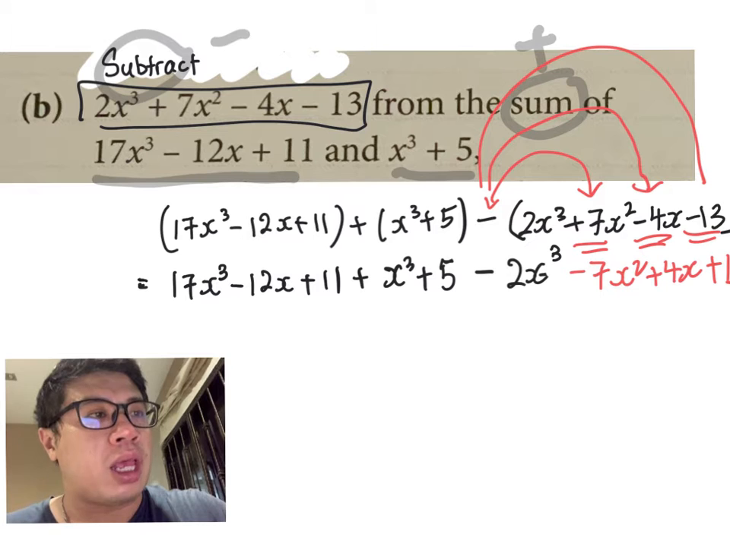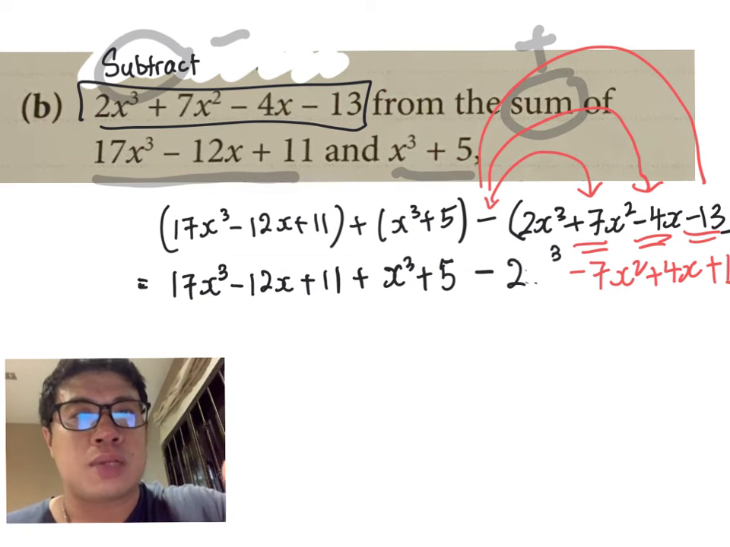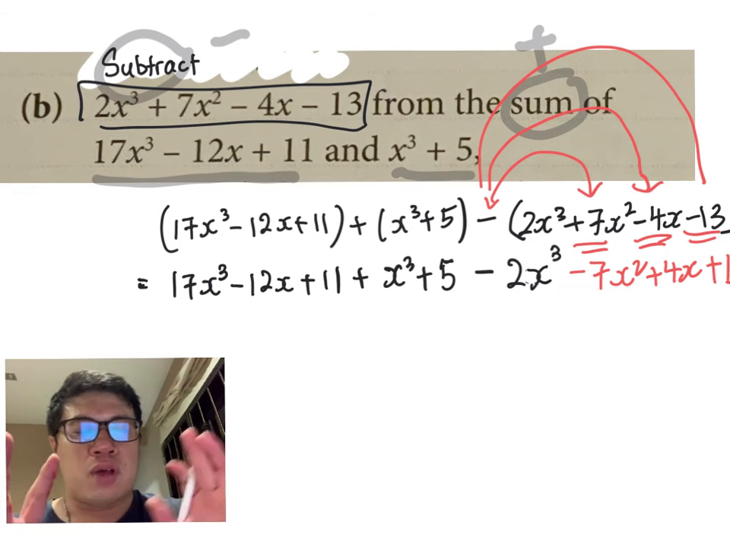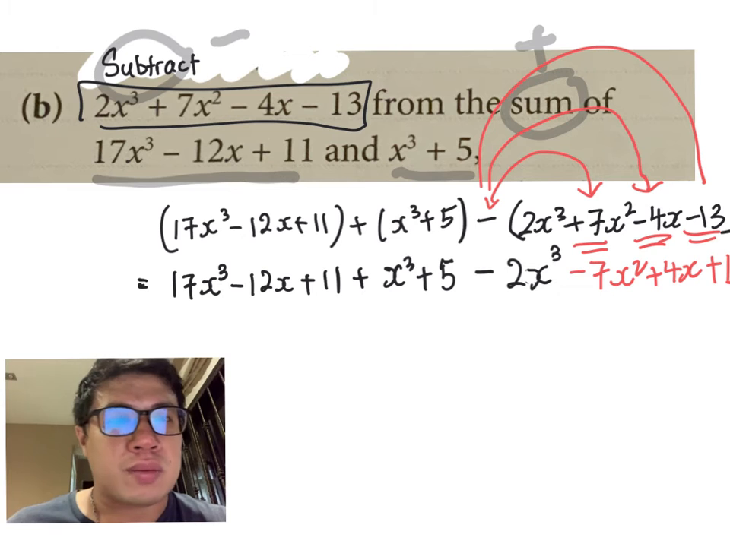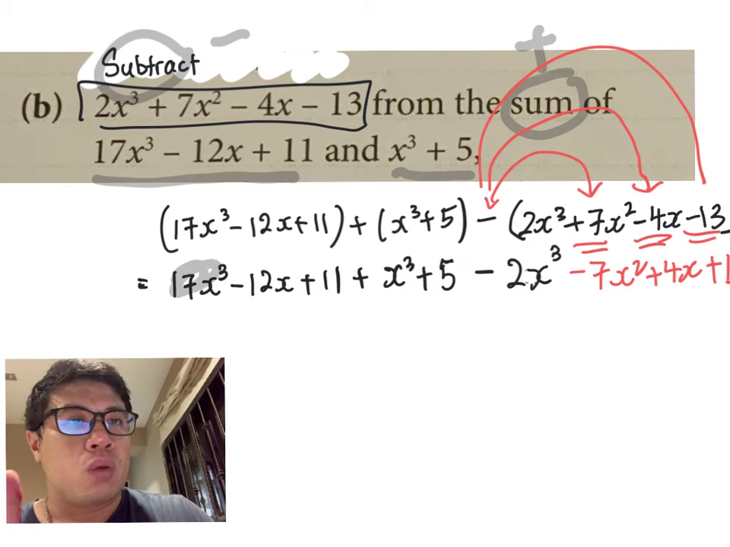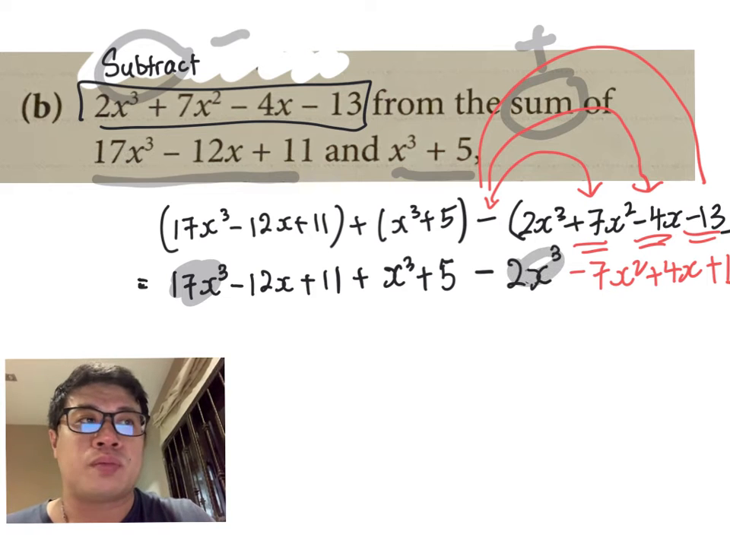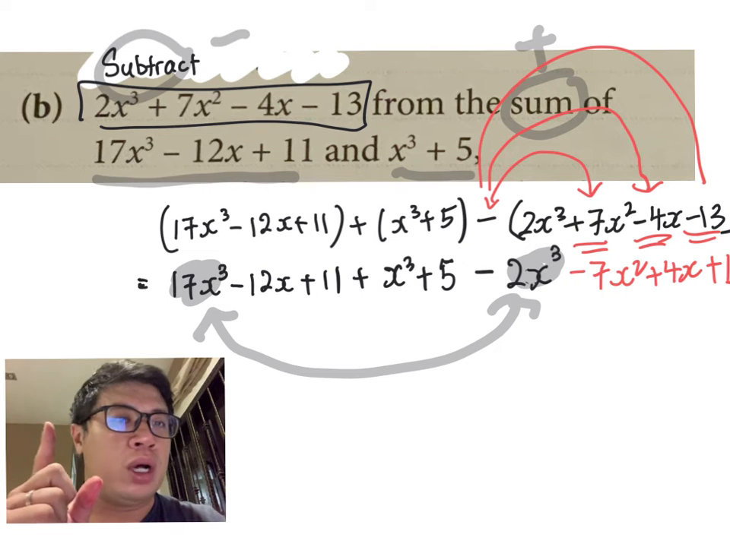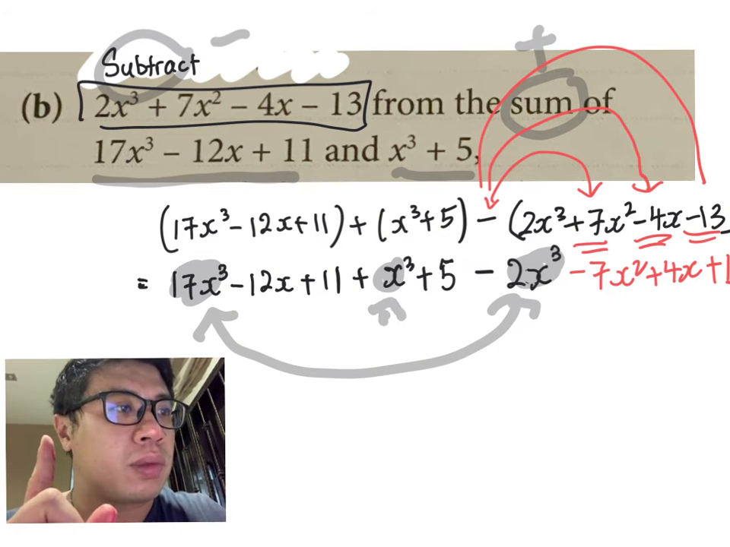Take note that you must be very careful to use brackets when you are doing questions like this. Whatever you're asked to subtract, whatever you're asked to add, put a bracket around it first before you remove the brackets. From here, we look at our like terms. First is x cubed. All those with the same variable raised to the same power are our like terms.